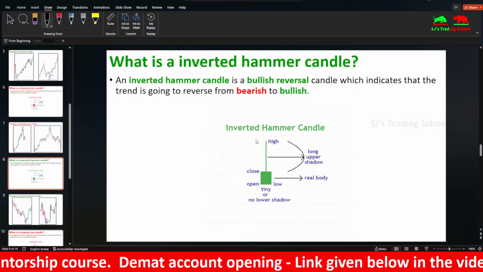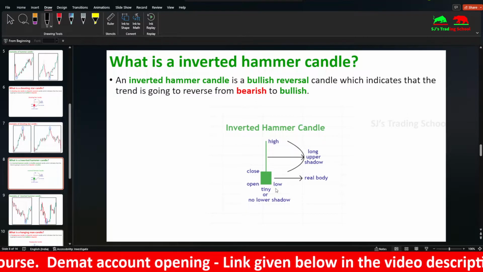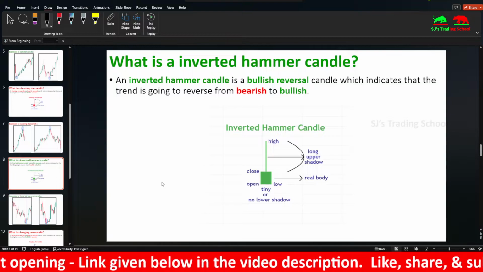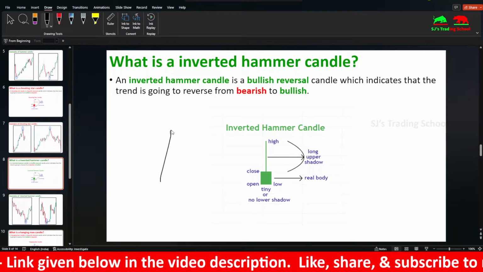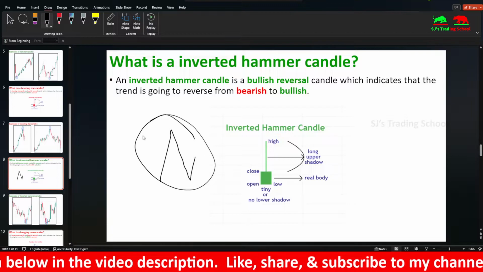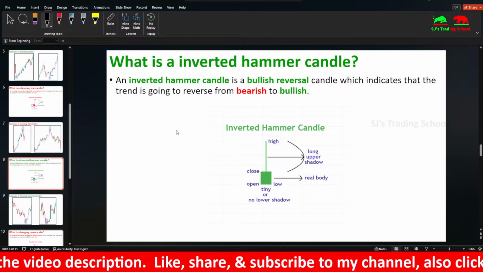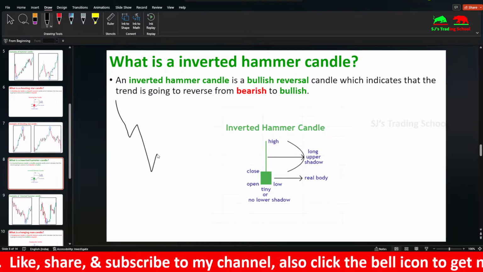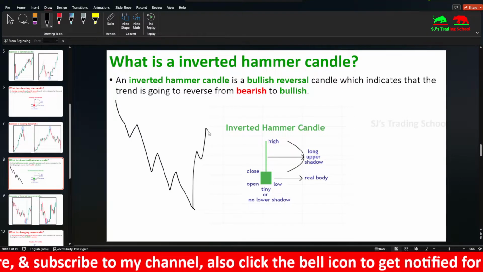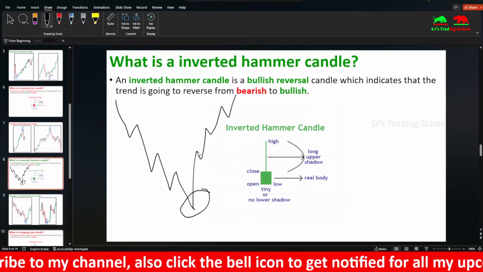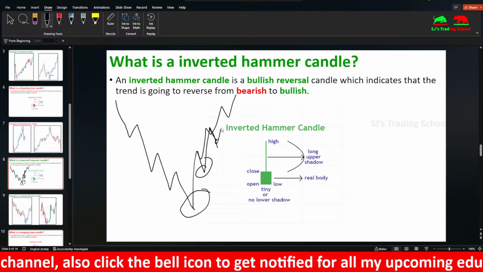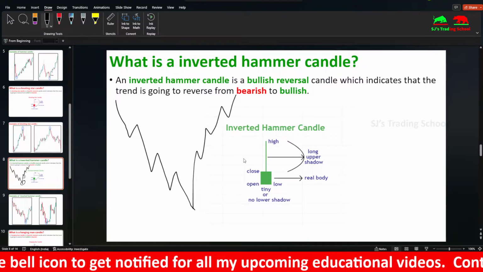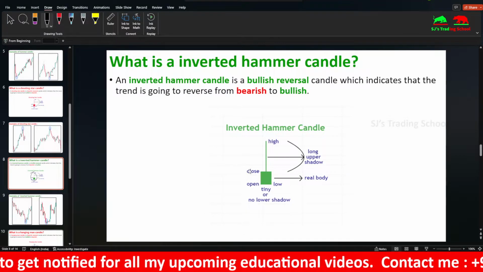The open is here, and the high is here, and the low is here, and the close is here. So what happens here is open, high, low, close. The previous trend should be a downtrend. So the inverted hammer should form here or here or here. This is also similar to a hammer, only the structure is different.